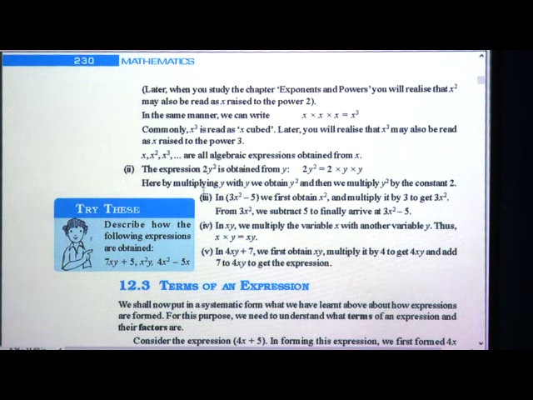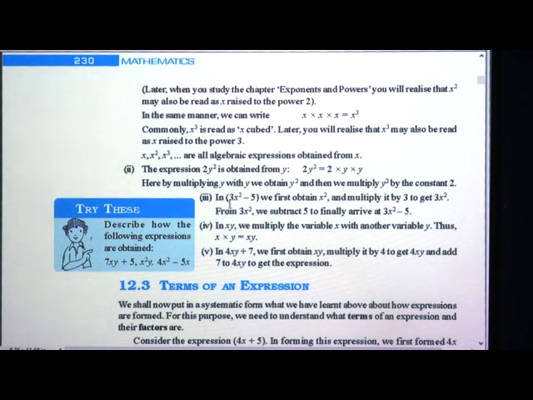Here by multiplying y with y, we obtain y square or y raised to power 2, and then we multiply y square by a constant. What is a constant? It is 2. The value of a variable may vary, but a constant will remain the same.